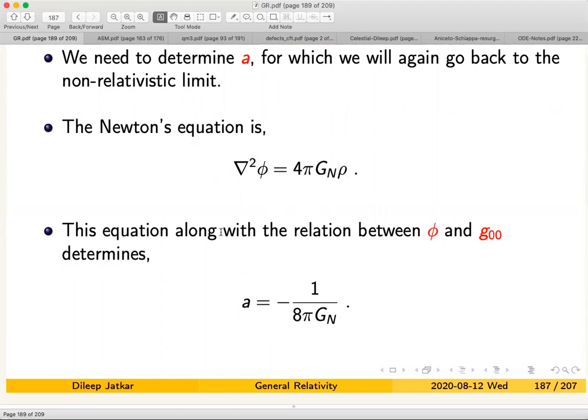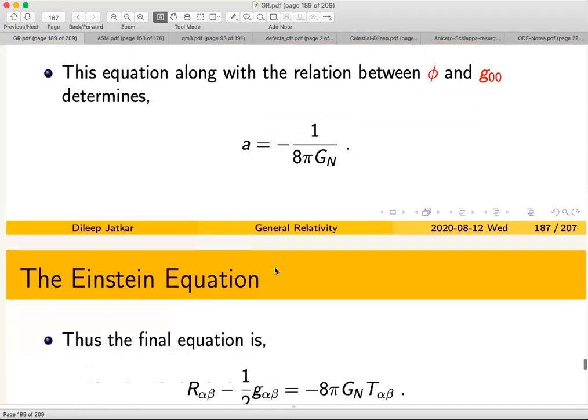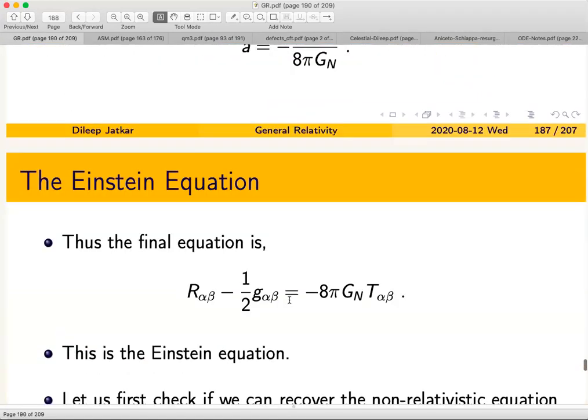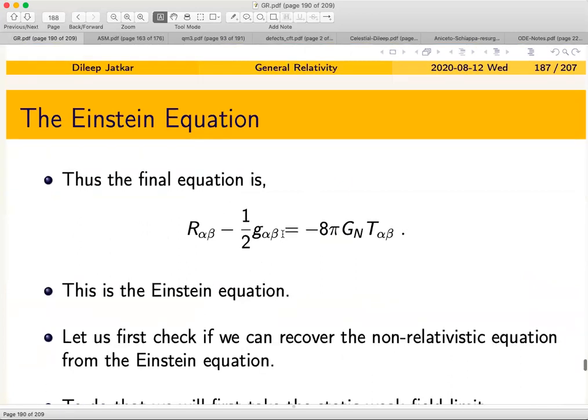So this limit to the non-relativistic equation gives the guidance in figuring out what this constant is. So let's put that back in, and that gives us the equation, which is R alpha beta minus half G alpha beta R, disaster.